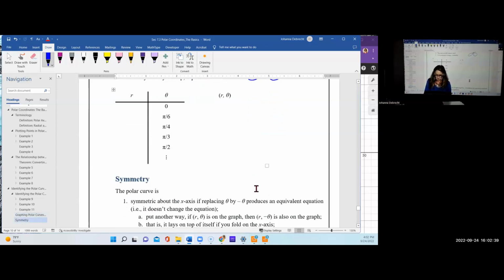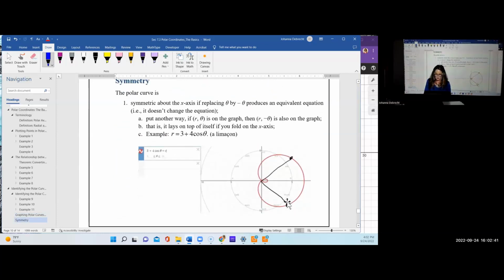So let's take a look at what symmetry for a polar equation looks like. Now, we've got basically 3 different types of symmetry. So the first type of symmetry we have is basically x-axis symmetry. So the graph, in fact, folds on top of itself like this.